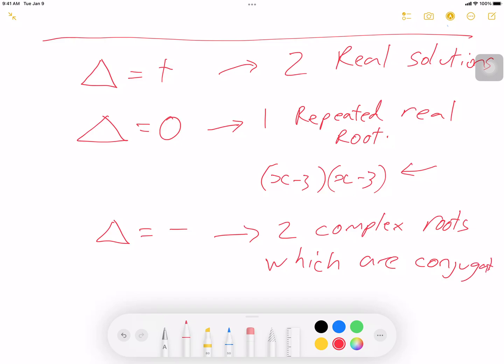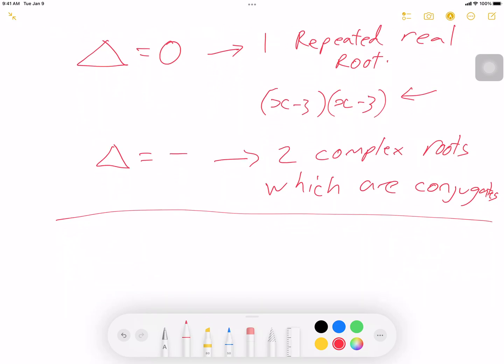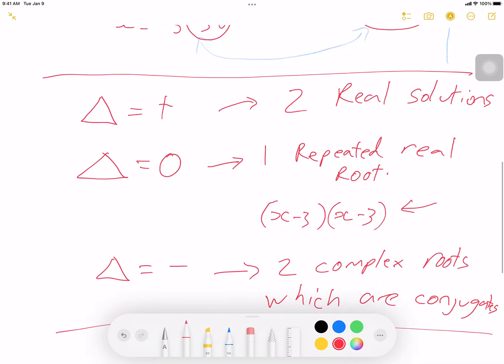Like I say, on this course you will only ever have real coefficients on your quadratics or cubics or whatever you're looking at, and therefore you will only ever have this. So if you're given one root and it's complex, you automatically know two roots, and you'll be able to use some of the techniques that I'm going to show you in the future videos.